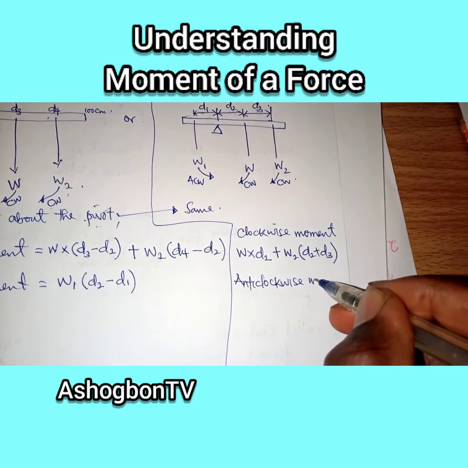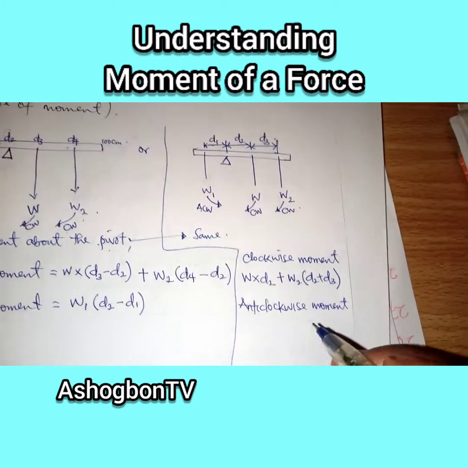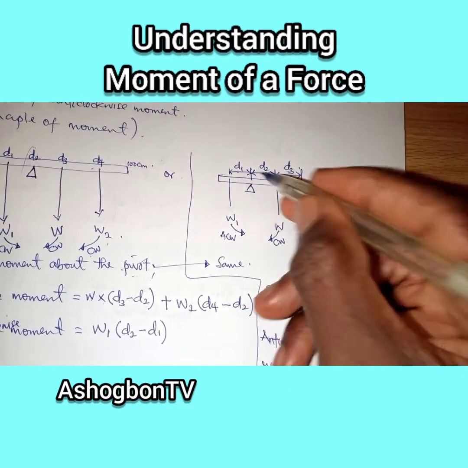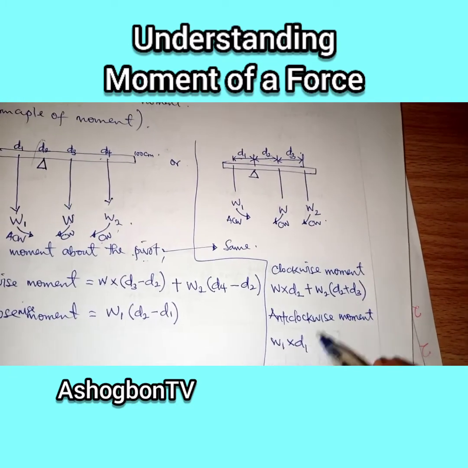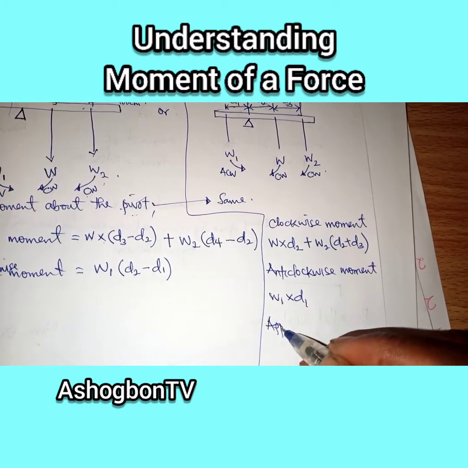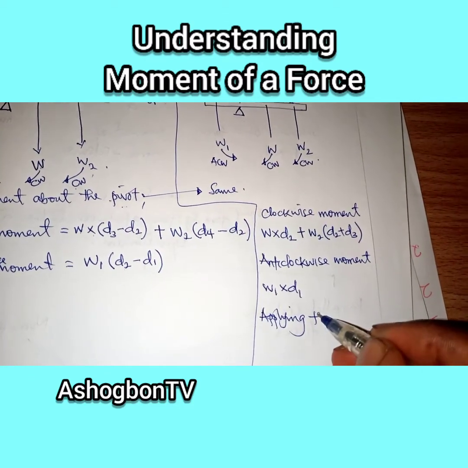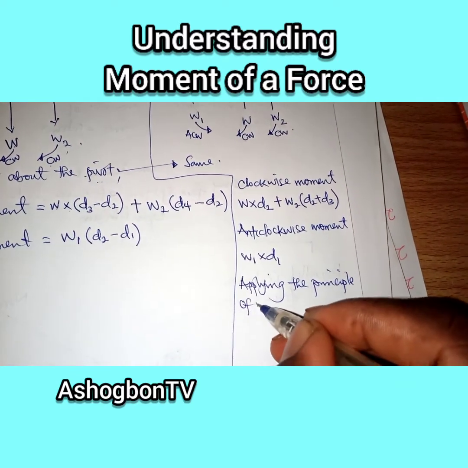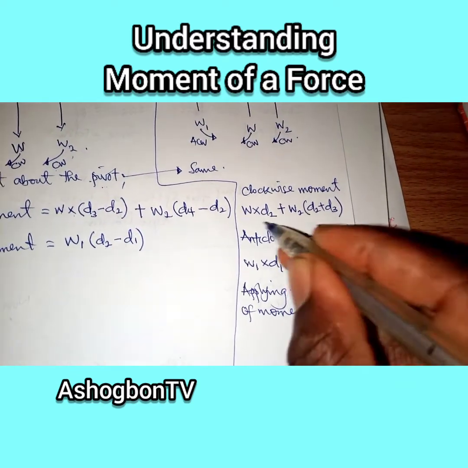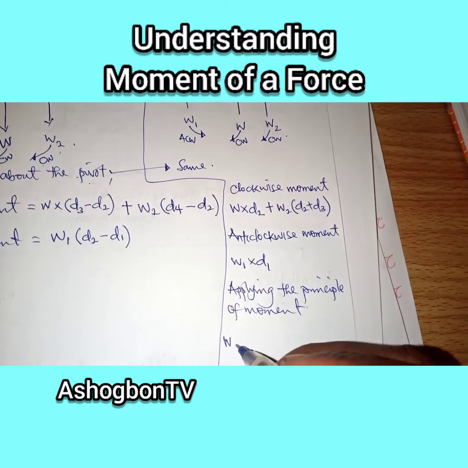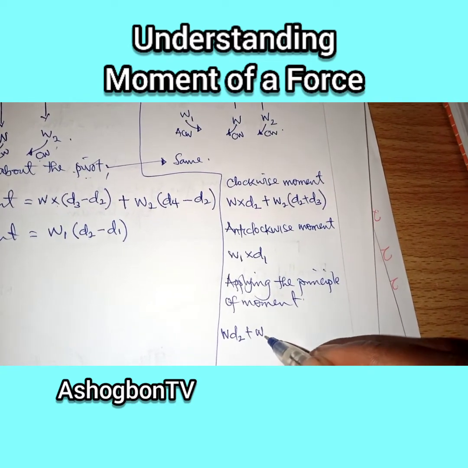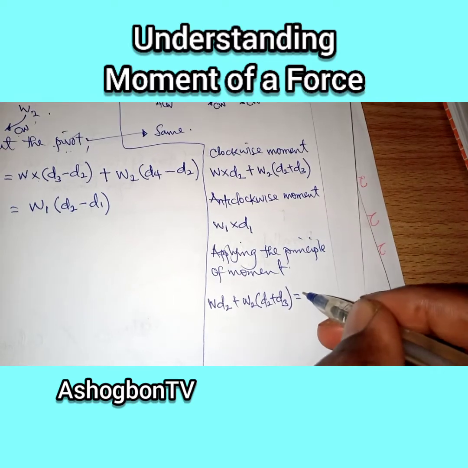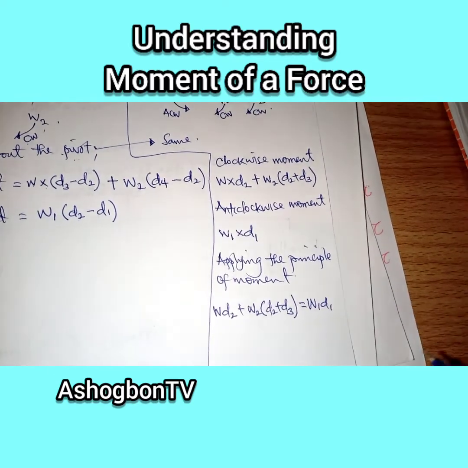Anti-clockwise moment. Now your anti-clockwise moment is going to be W1 times the distance from the pivot, D1. And of course, applying the principle of moments, what will this be? It will be W D2 plus W2 D3, which will be equal to W1 D1.